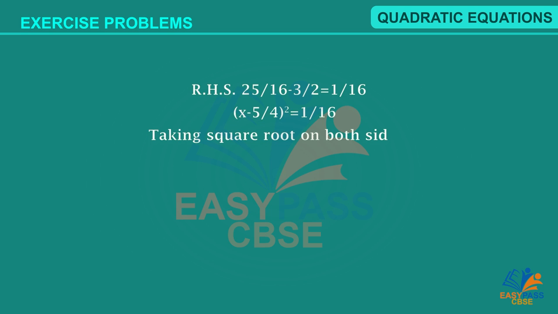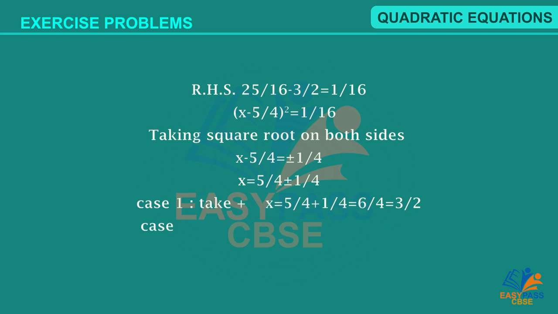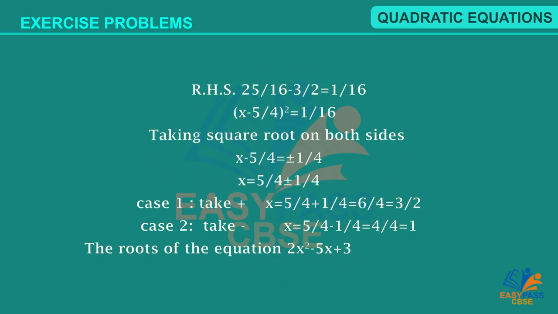Taking square root on both sides, x minus 5 by 4 is equal to plus or minus square root of 1 by 16, which is 1 by 4. So we have x is equal to 5 by 4 plus or minus 1 by 4. Now, case 1, take plus. That means x is equal to 5 by 4 plus 1 by 4, that is 6 by 4. Next, take minus. X is equal to 5 by 4 minus 1 by 4, that is 4 by 4. So if you simplify, you get x is equal to 3 by 2 or x is equal to 1 in this method. Therefore, the roots of the equation 2x square minus 5x plus 3 is equal to 0 are 3 by 2 and 1.